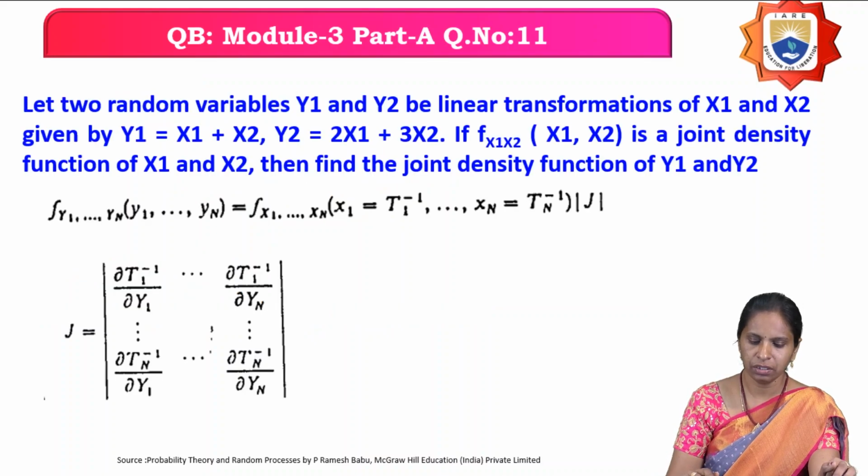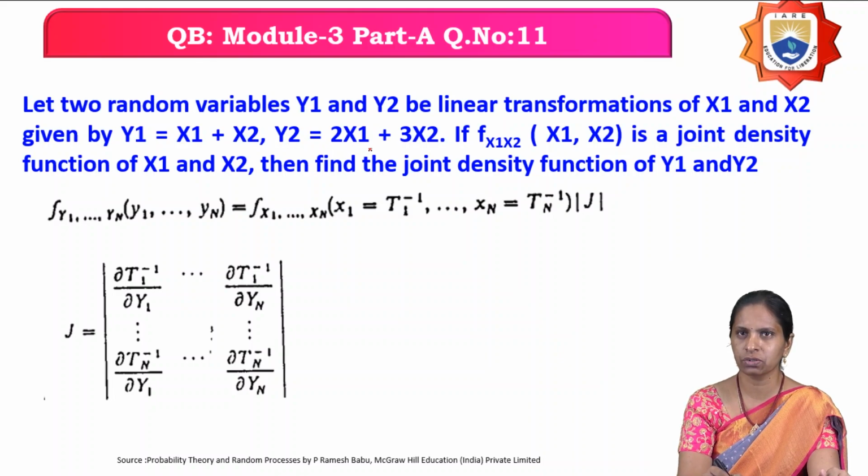Next question. Let two random variables y1 and y2 be linear transformations of x1 and x2 given by y1 equals x1 plus x2 and y2 equals 2x1 plus 3x2. If the joint density function, nothing but f_x1,x2(x1, x2), is the joint density function of x1, x2, find the joint density function of y1 and y2.